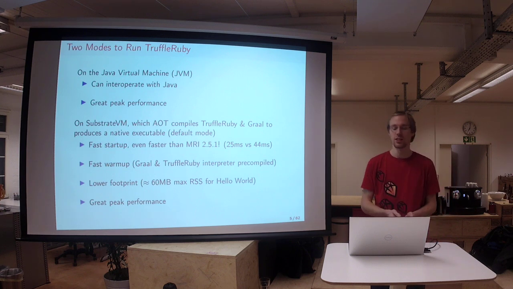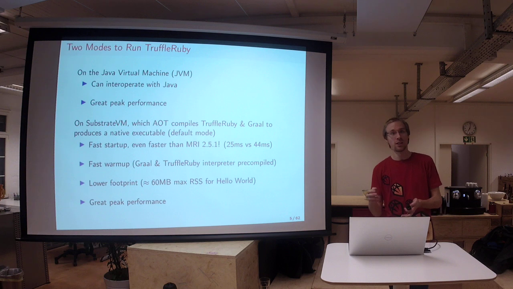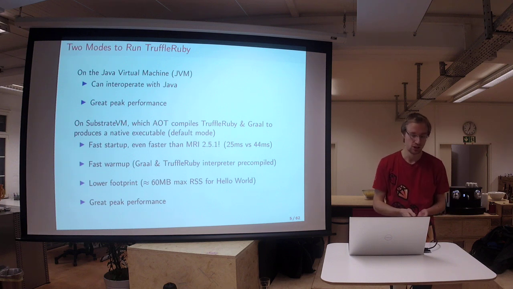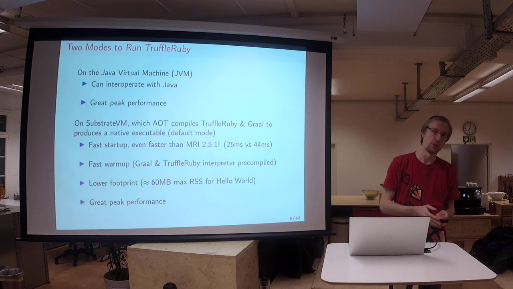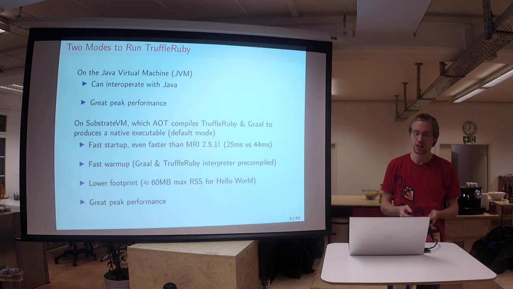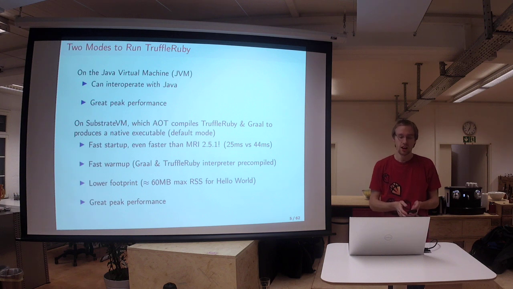I won't get too much into details there. But the main idea is that this whole thing is initially Java code, so TruffleRuby is written in Java. Graal, the just-in-time compiler, is also written in Java. And we compile all of this to a native executable. The advantage is much faster startup. The JVM doesn't start in 1 second with anything significant, but here we actually can start in 25 milliseconds.